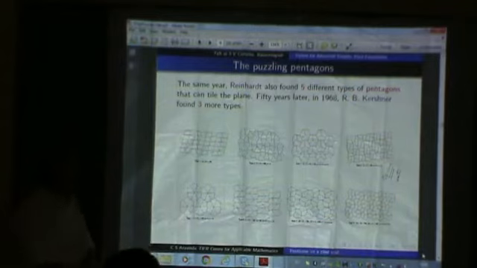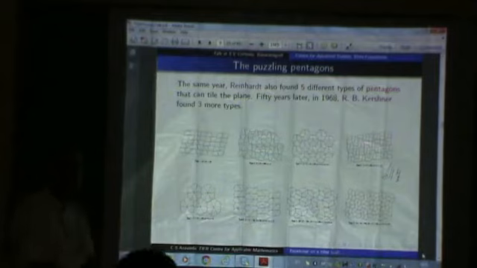I mean, he wasn't very sure whether it's all the 5 or more. He didn't state anything, but he found 5 of them. Perhaps the problem wasn't very interesting. So 50 years later, somebody else looked at it, and Kirchner looked at it. He got 3 more types, 3 types different from those.